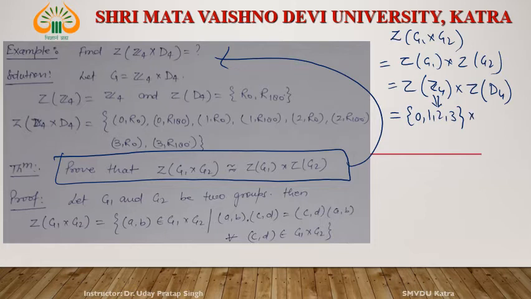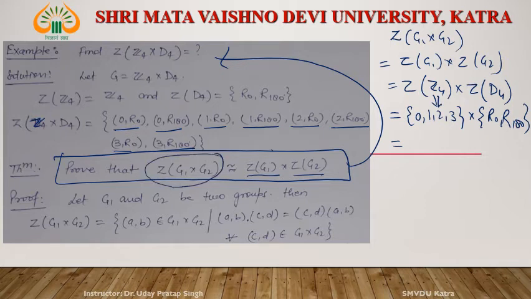What is Z of D4? That is R0 and R180. Okay. Right? Then this is 0 R0, 0 R180, 1 R0, 1 R180, 2 R0, 2 R180, 3 R0, 3 R180. Okay. This is the center of Z4 cross D4. Now, we have to prove that the center of G1 cross G2 is isomorphic to the center of G1 cross the center of G2. Right? There is no difference between this and this. Okay.